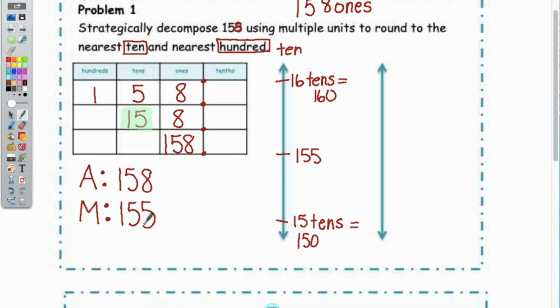Okay. Do you know what's coming? Are the ones the same? Yes. Are the 5s the same? Yes. What about here? No. Which one's larger? 8. Circle it. So if my actual number is more than my midpoint, I'm going to round it up to 160.